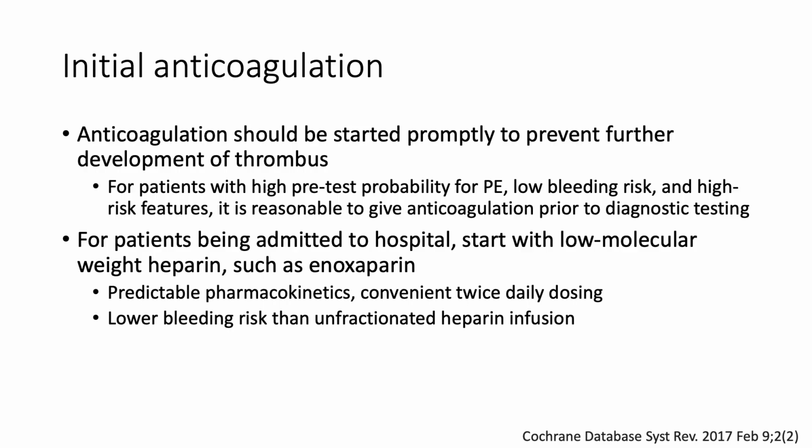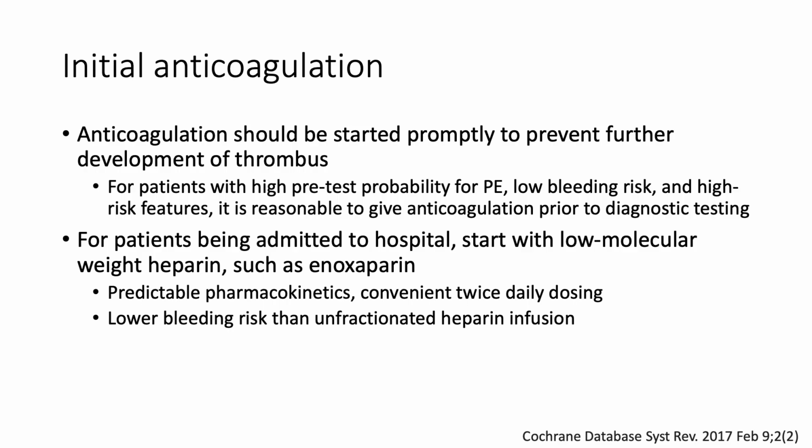I think it's best to start with a low molecular weight heparin, such as enoxaparin, and that is supported by the latest guidelines. Enoxaparin has very predictable pharmacokinetics, it's very convenient to dose, and it has a much lower bleeding risk than unfractionated heparin infusion, and there's just less room for error.